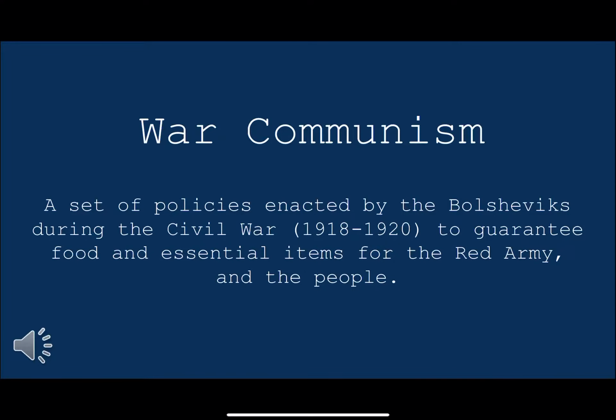War communism is a set of policies enacted by the Bolsheviks during the Civil War between 1918 and 1920 to guarantee food and essential items for the Red Army and the people.